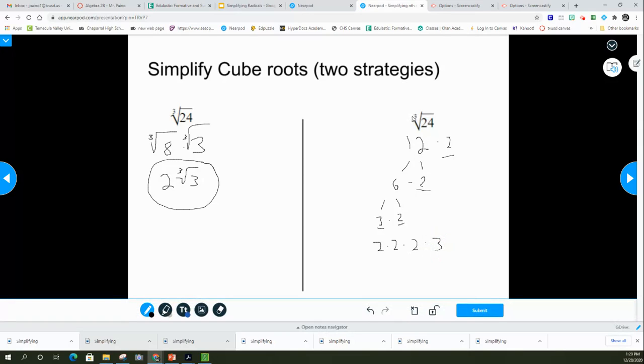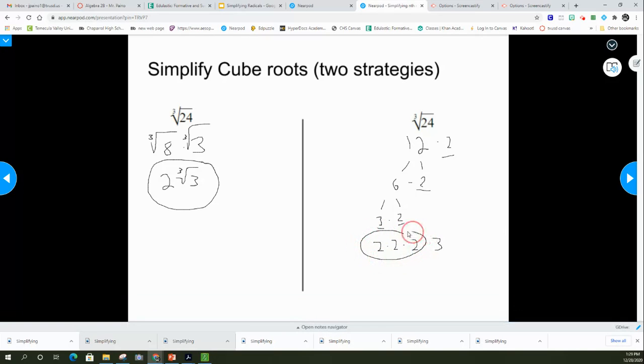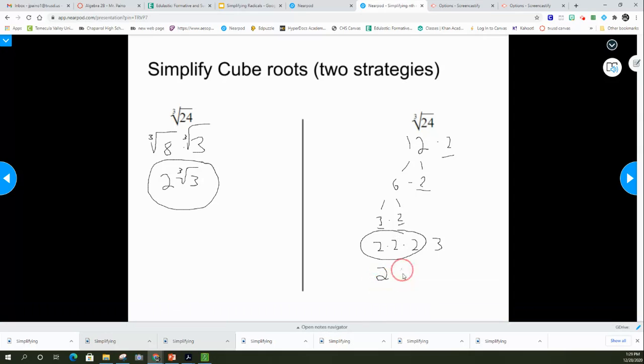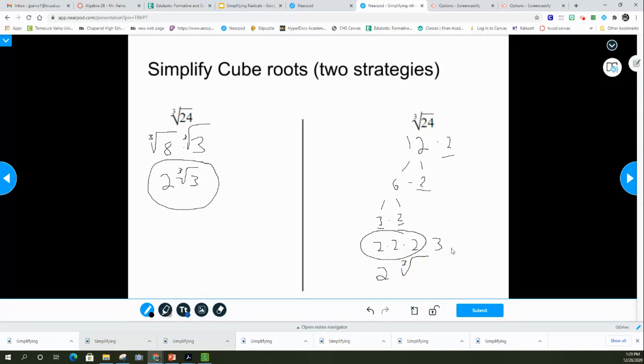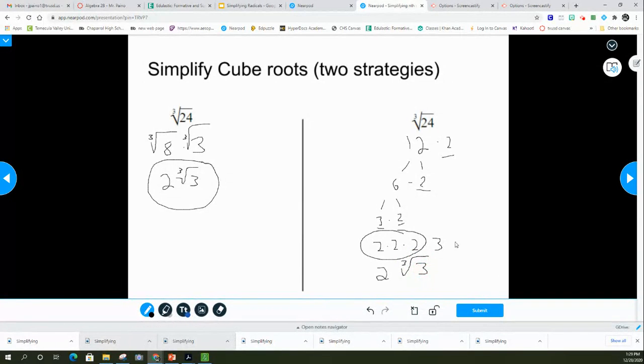And now, because it's the cube root, I'm looking for triples. Does any number show up 3 times? All right, and so 2 shows up 3 times. So that's the perfect cube factor that's going to show up on the outside of the radical. And whatever does not show up 3 times stays inside. And again, if there's more than one thing, you just multiply it together. And so we get 2 cube root of 3, which matches up with before.